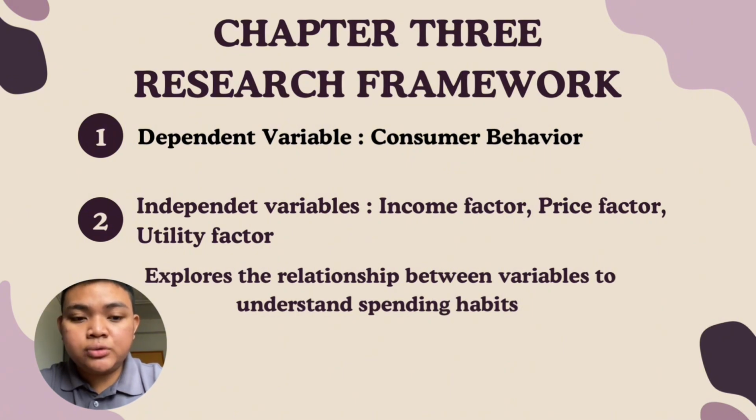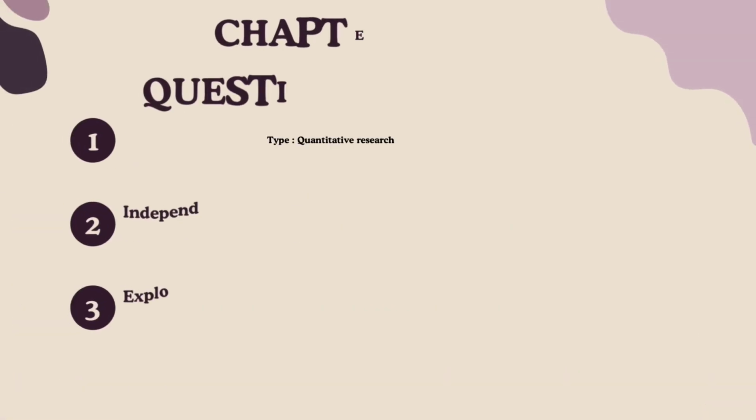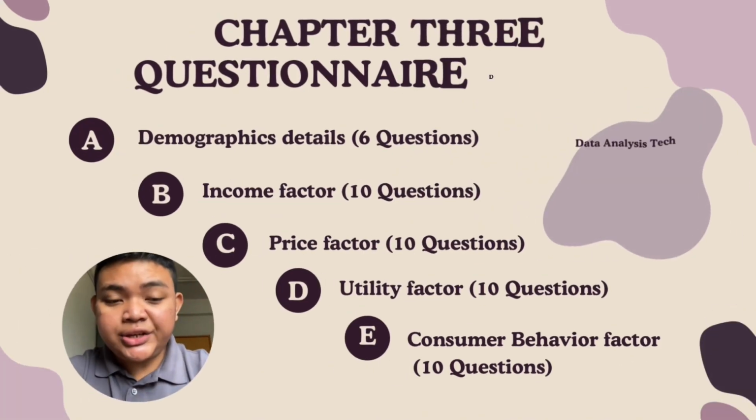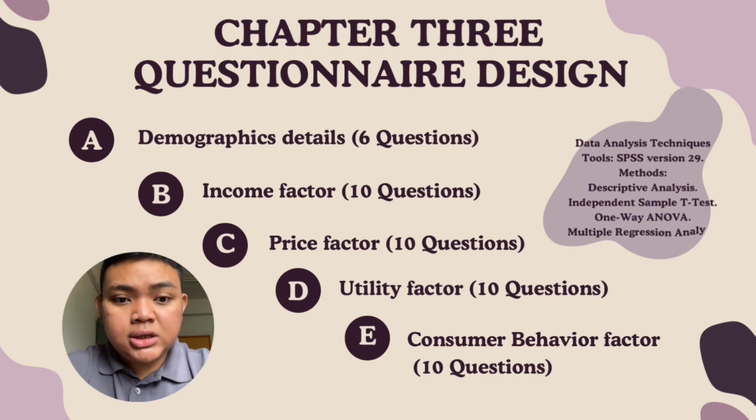This is a quantitative study using primary data collected from UUM students via questionnaire. The unit of analysis is individual students with a sample size of 377 chosen through convenience sampling. The questionnaire is divided into 5 sections, that is demography, income factor, price factor, utility factor, and consumer behavior factor. Each section uses a 5-point Likert scale to measure response ranking from strongly disagree to strongly agree.